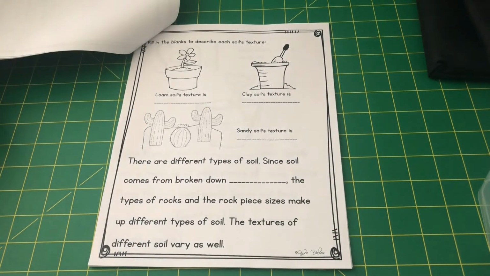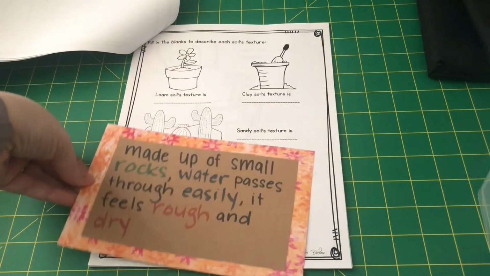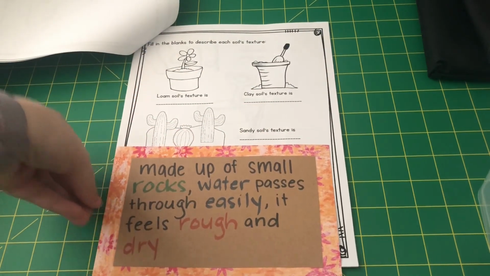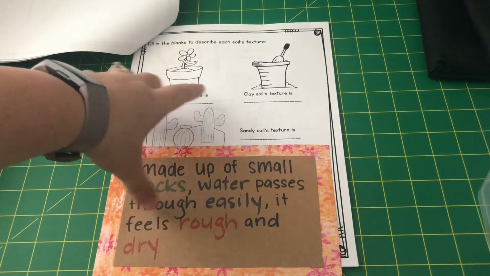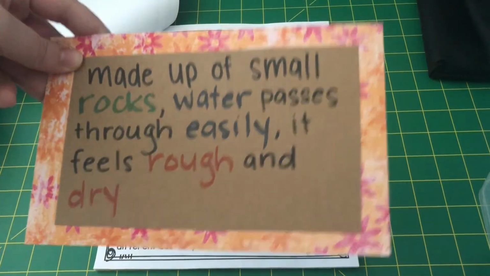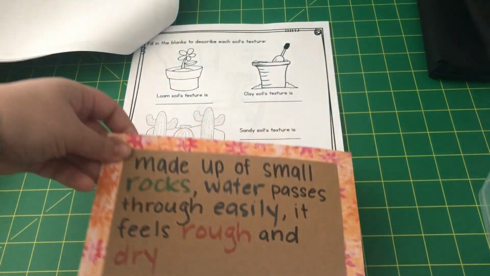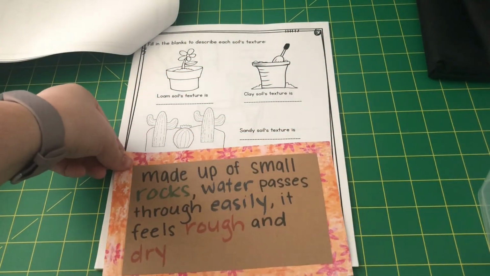And our last one is sandy soil. Here's our card for sandy soil, it says, made up of small rocks, water passes through easily, it feels rough and dry. So in this blank, you're going to fill in what does sandy soil feel like. Go ahead and pause the video and fill that in.